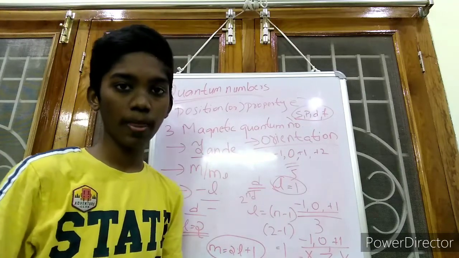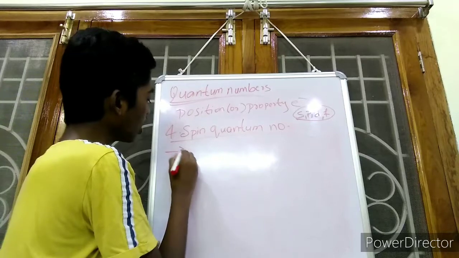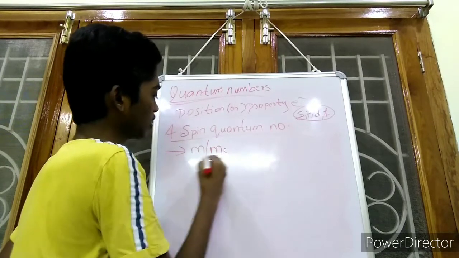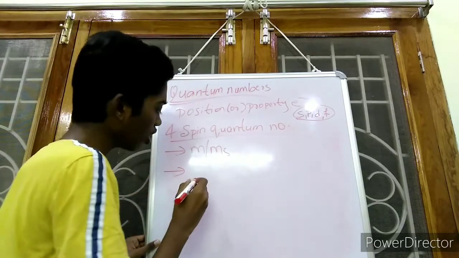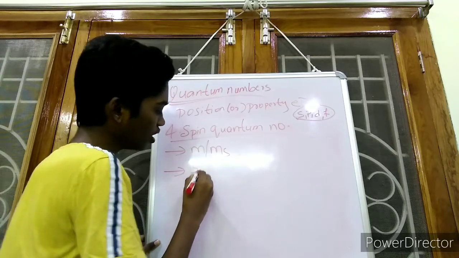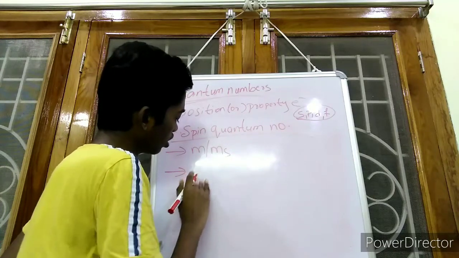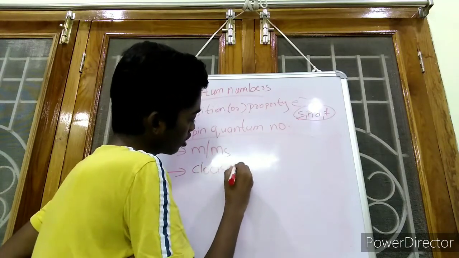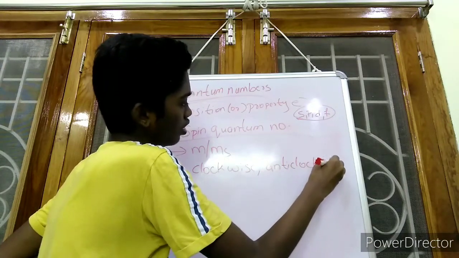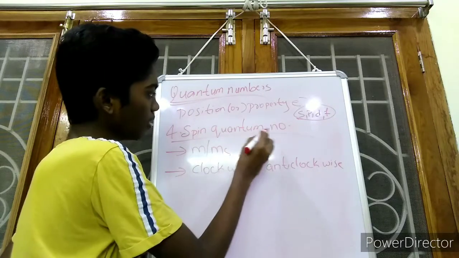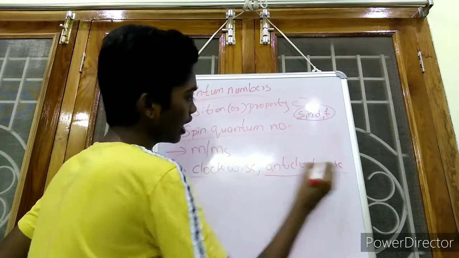Now coming to the spin quantum number. The spin quantum number is denoted by m or m suffix s. The spin quantum number refers to the orientation of the electrons, the spin orientation. It refers to the two orientations of spin of electrons. They are clockwise and anti-clockwise. These spin quantum numbers refer to the two orientations of spin of an electron, clockwise and anti-clockwise.